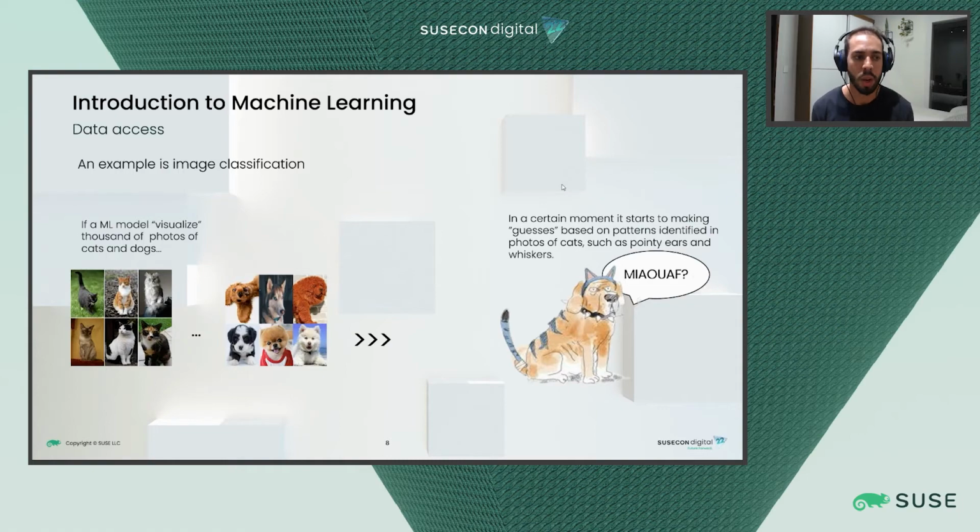In this example, we have images of cats, 1,000 of them. After that, we also have some pictures of dogs. When we teach our machine, when we train our model, at a certain moment it starts making guesses based on patterns, identifying if a photo is a cat or probably a dog. If we don't have a good picture or the model is not accurate, we will probably have some problems like this picture that we have here.